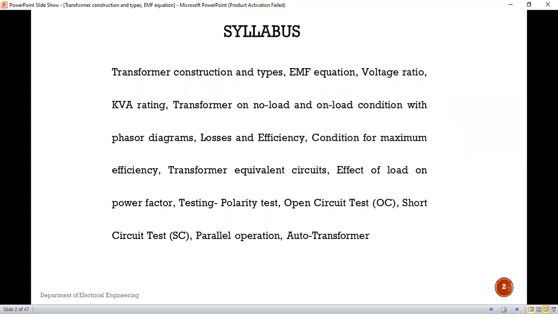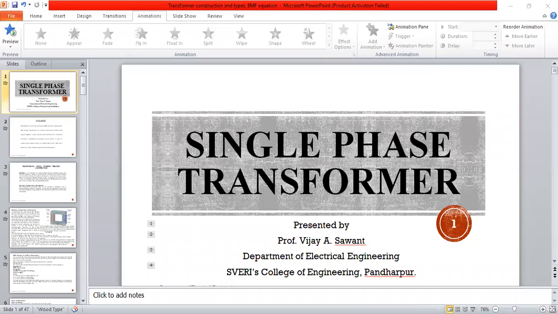Okay, unit content of the single phase transformer. So these are some of the unit content. We want to discuss this unit content in this unit number 4, that is single phase transformer.